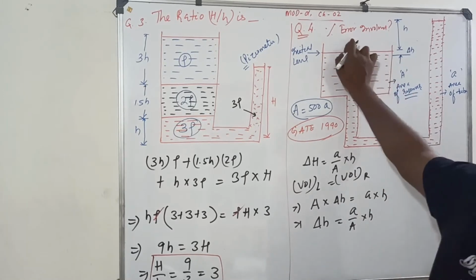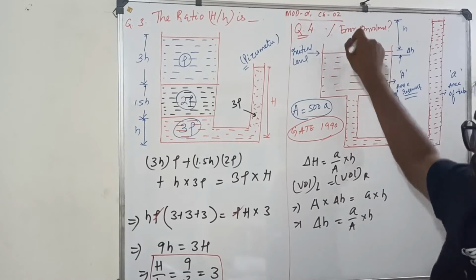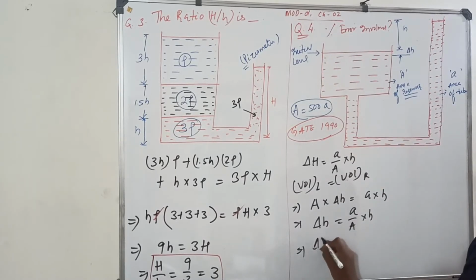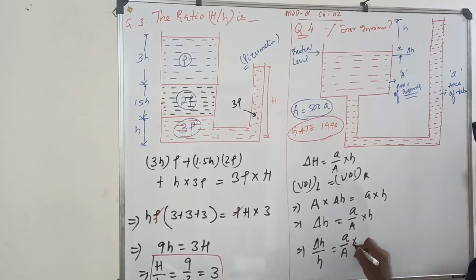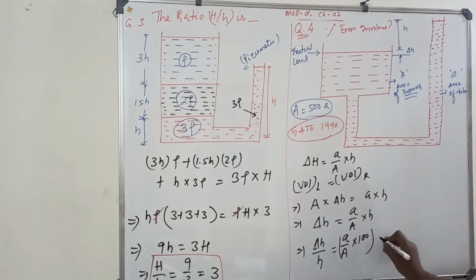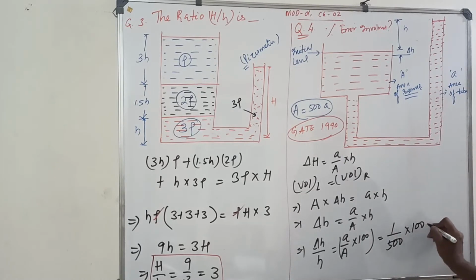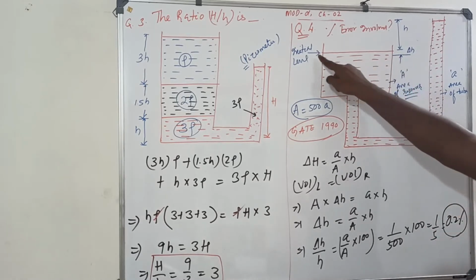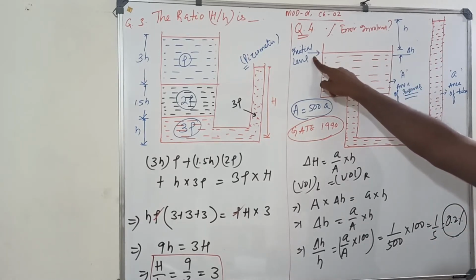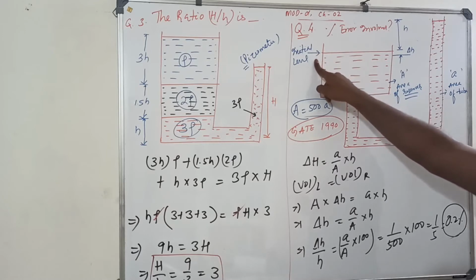But they are asking the percentage error. So delta h by H is equal to small a by capital A multiplied by 100. This is your percentage error. How much is this? So 1 by 500 multiplied by 100, that is 1 by 5. 1 by 5 is how much? 0.2%. So what is the error? 0.2%. See, if you are taking the initial level, the initial level should have been a little down.